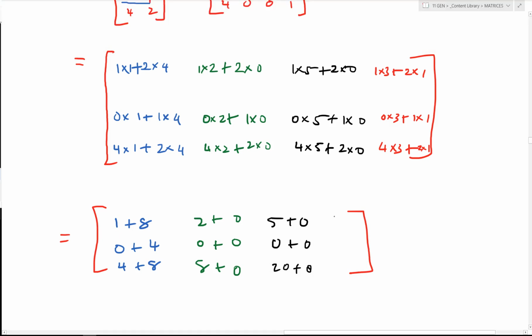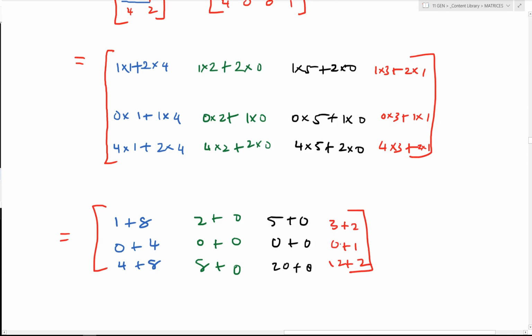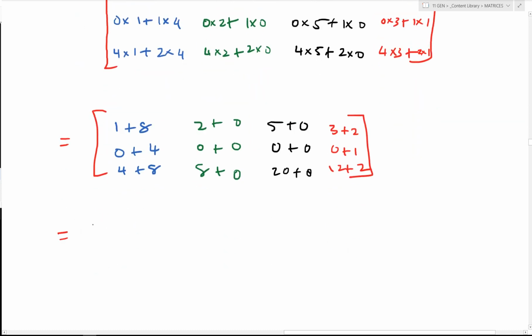And lucky last, you've got 1 by 3 is 3, plus 2 by 1 is 2. 0 by 3 is 0, plus 1 by 1 is 1. 4 by 3 is 12, plus 2 by 1 is 2. Okay, evaluating this final answer.